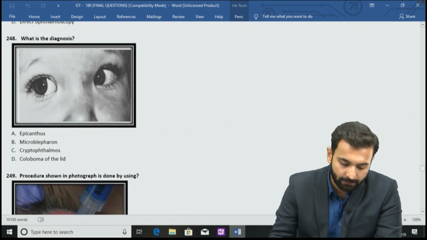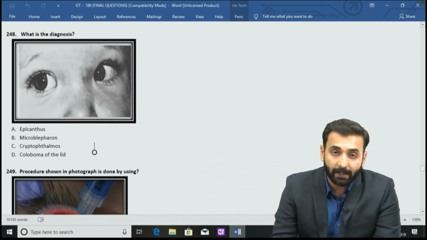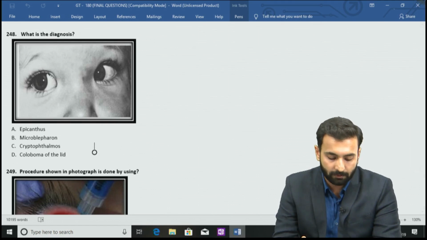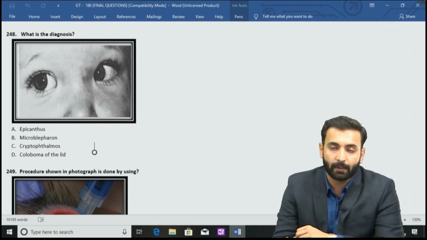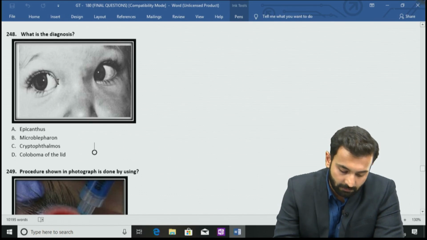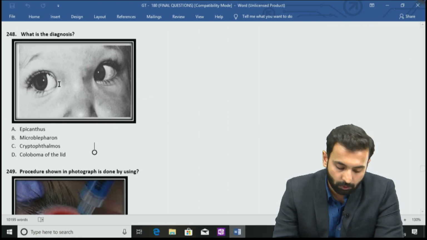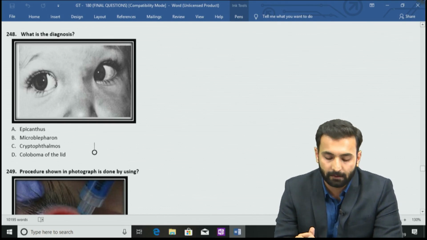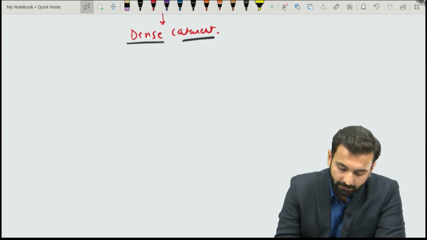This is again an image-based question, question number 248. They are asking what the diagnosis is. The correct answer is option A, Epicanthus. As you can appreciate in this image, there is a semilunar fold of skin over the medial side of the eye, over the medial canthus. So let's discuss briefly about Epicanthus.